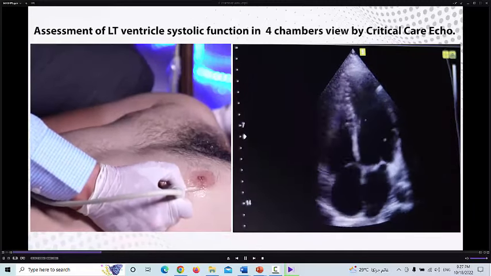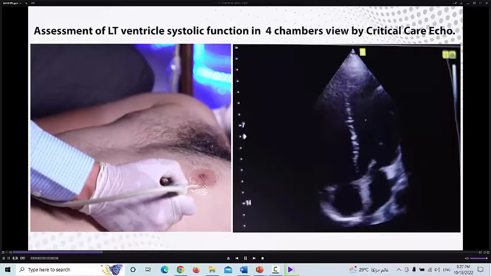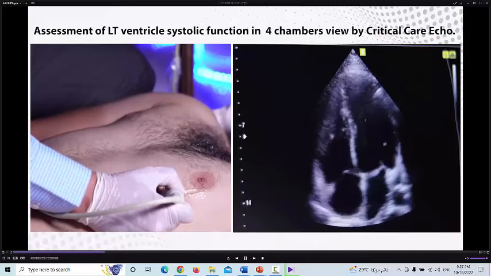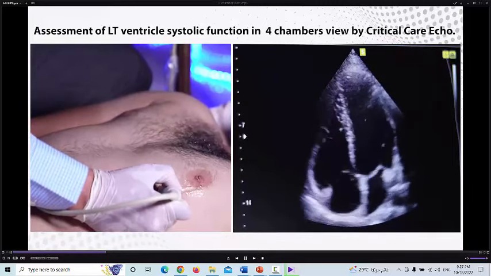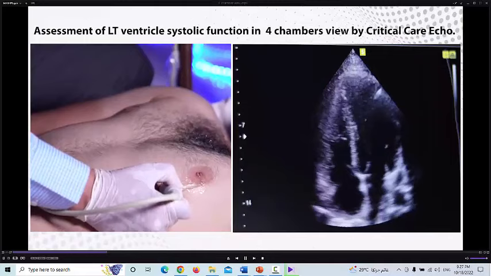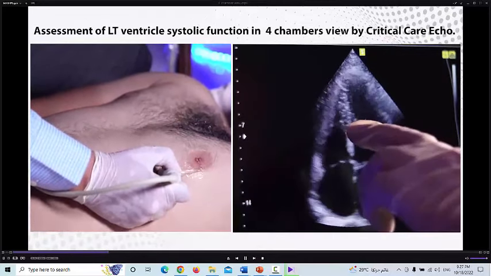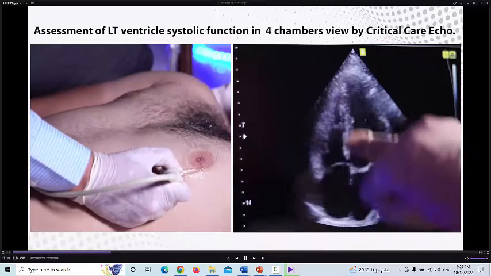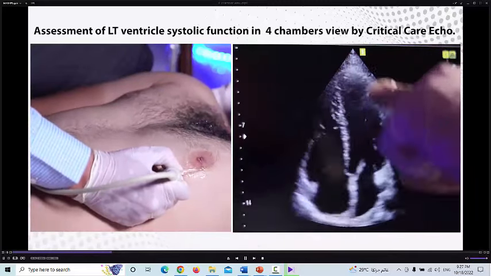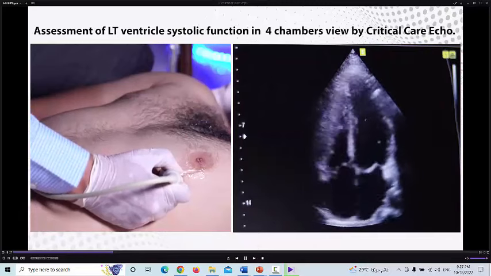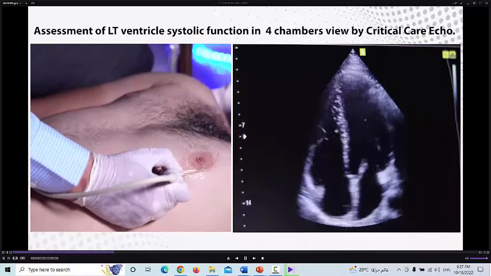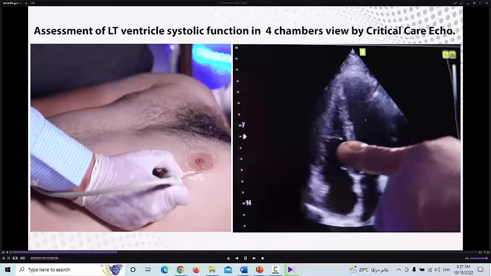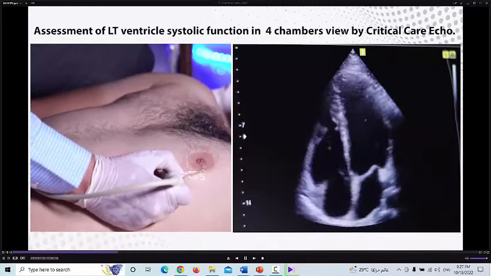Okay, what else? I need to assess the function of the left ventricle. How can I assess the function by visual assessment? The 3 points, and we will add 1 point in this view. The first point is the thickness of the wall. This is the inferior septal wall, because I do not see the aorta, so this is the inferior septal, and this is the anterolateral. There is thickening in the wall, I see. And movement of the walls towards each other. So the walls here are moving towards each other.